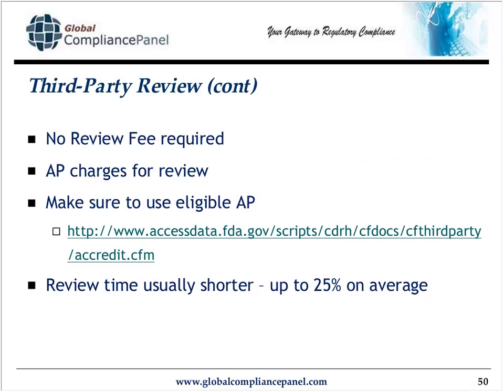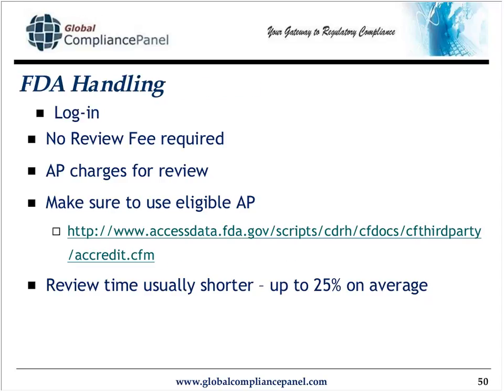So the pros and cons are, first of all, make sure you use an eligible device, but usually you know to do that. The pros and cons: it's often more expensive. The accredited person usually charges more than the agency. However, the review time is usually shorter. So do you want to spend a few extra dollars, or do you want to save, or do you want it done quicker? Your choice.